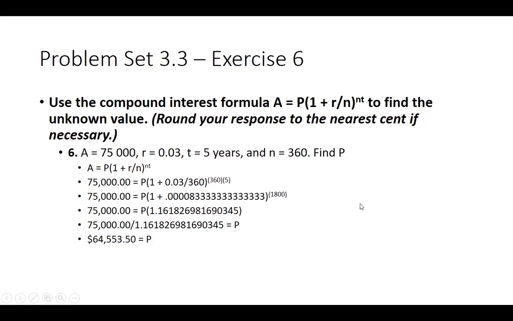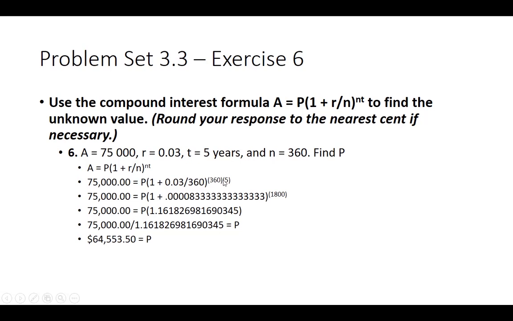With number 6, we're changing up what we're looking for. In the first 5, we were looking for A. Now here in number 6, we're looking for P. We're given A is 75,000. R is already a decimal, 0.03. T is 5 years. And N is 360. Plug in what we know. That's going to fill in everything except for P.